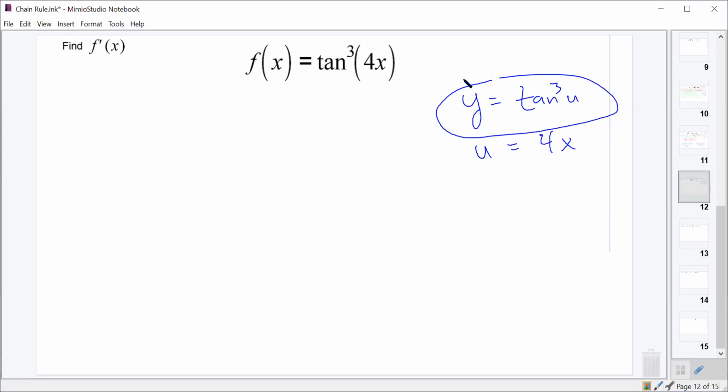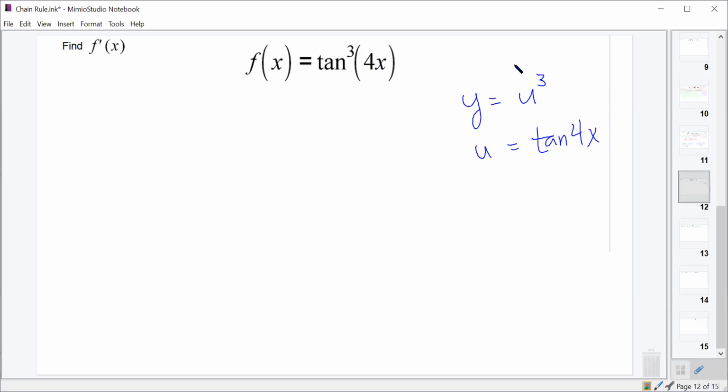Going further out on this function. So there's multiple compositions within tangent cubed of 4x. You chose to make u 4x, but we'd rather try to make u something else so that I can have a much simpler function as my y function. So anybody see one that will do that? Y equals u cubed and u equals tangent 4x. Yes, that's what we're going to end up using.